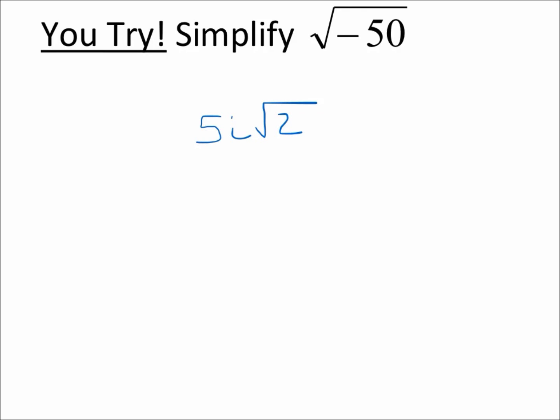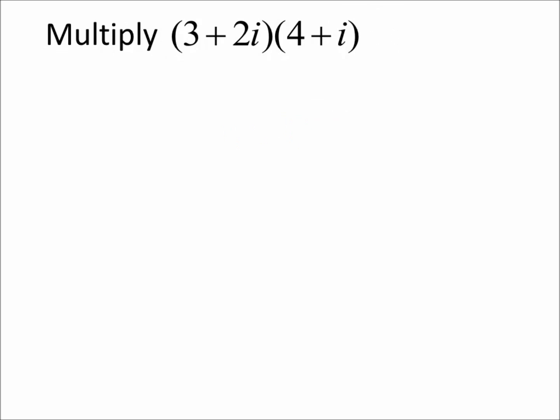So write this in your notebook. When you are writing an i and a square root, we write the i first and then the square root. Now let's take a look at multiplication. Alright, in this problem we want to multiply two complex numbers.